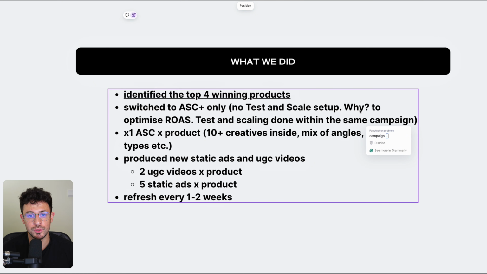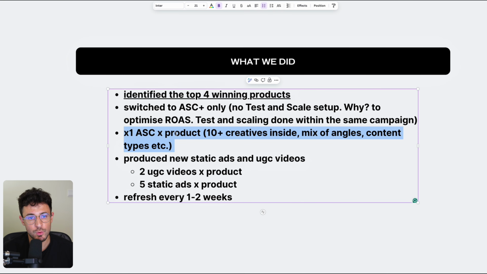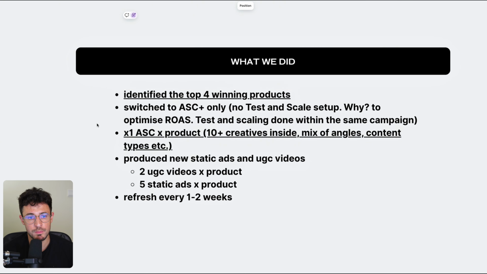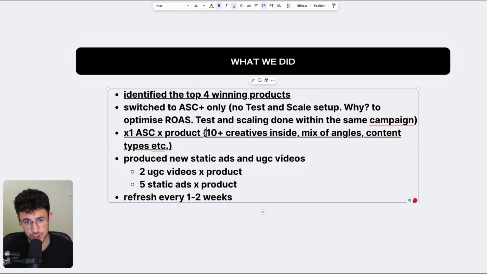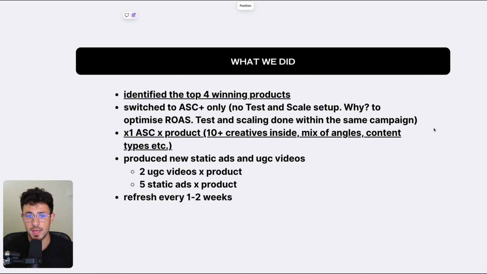And the reason why we didn't do this in a CBO setup is because in a CBO setup, we noticed that the campaign was spending most of the budget on the highest engagement content, not the one with the highest return on ad spend. And the way that we fixed this, we created one Advantage Shopping Plus campaign per product. So 4 different campaigns, and in each campaign we had 10 plus creatives with a mix of angles and content types. So a mix of videos, images, angles, all within one Advantage Shopping Plus per product.